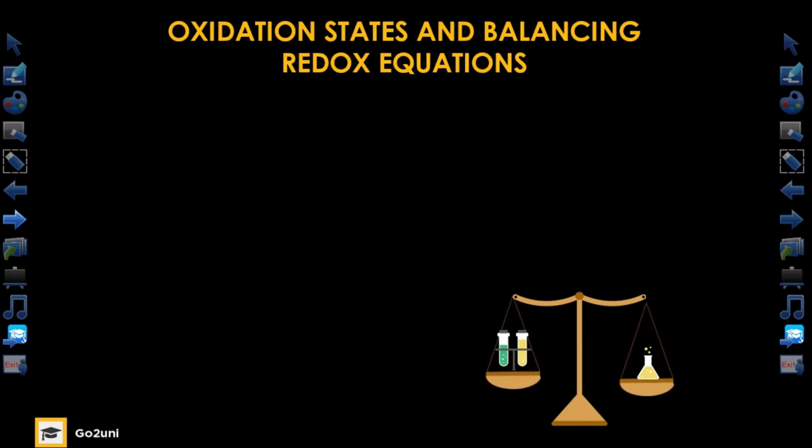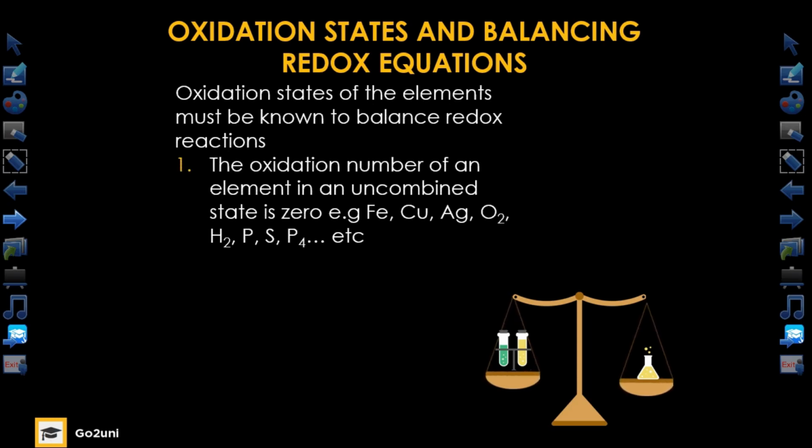Oxidation states and the balancing of redox reactions. So we are trying to look at how to go about balancing redox reactions. But before we talk about balancing of redox reactions, we'll look at the oxidation states of metals. Oxidation states of elements must be known so that they can help us to balance redox reactions. And we shall get to see that.